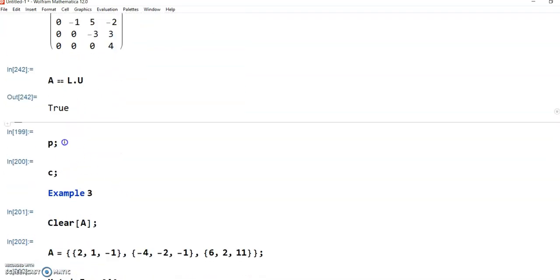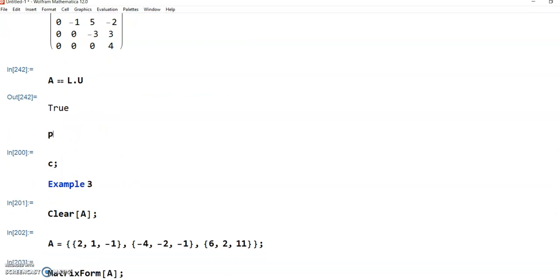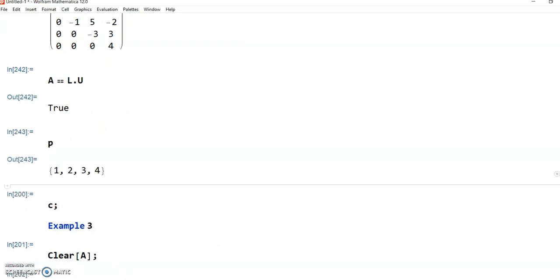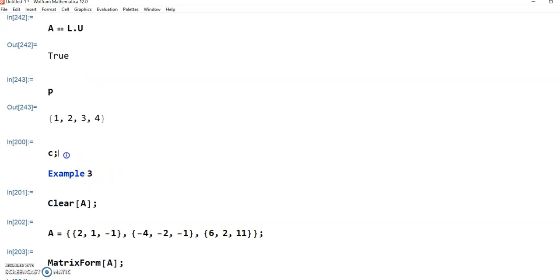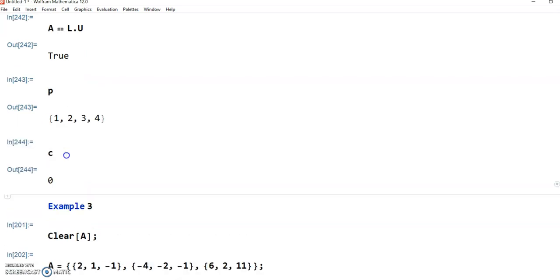Okay, so what are the permutations in this case? For this we can see that the permutation list is 1, 2, 3, 4, which is normal. So there is nothing against the order. That means no rows have been interchanged, and the C is 0 in this case.